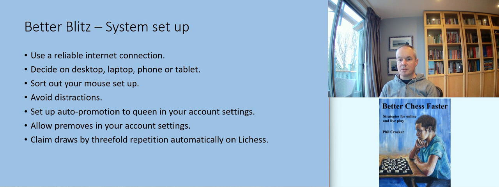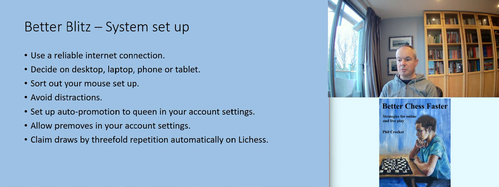So some of these are a little bit basic. So reliable internet connection we mentioned in the introduction. Deciding on whether to use a desktop, laptop, phone or tablet. We will look at an example of how you can make that decision later on, but it's partly personal choice, what you've got available, what's most comfortable. Sorting out your mouse setup though, we'll look at an example of that also. Auto promotion to queen, allowing pre-moves and claiming draws by 3-fold repetition. They're all things you can change on the system, and that's what we'll look at an example of now.